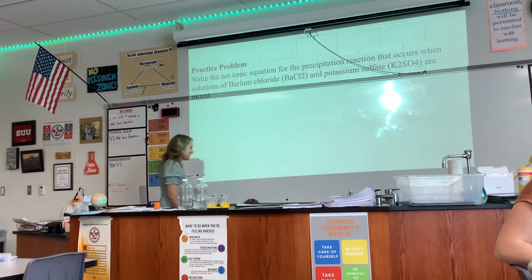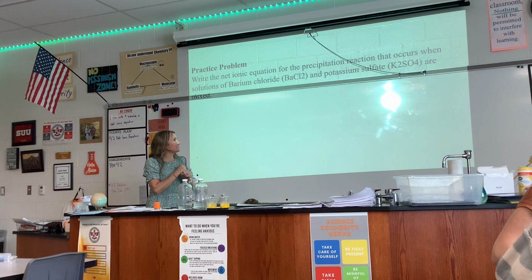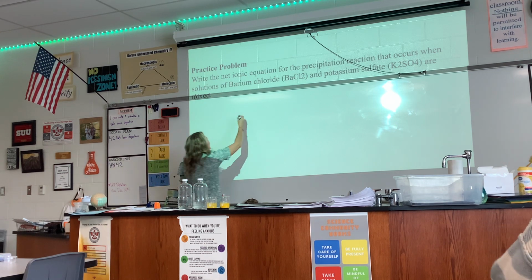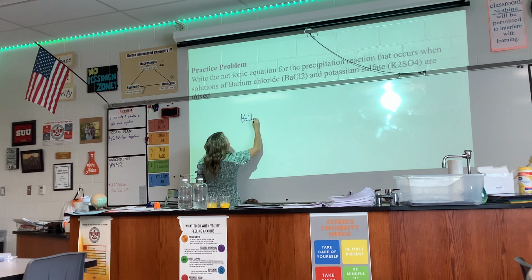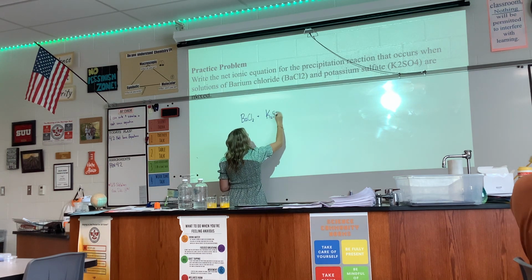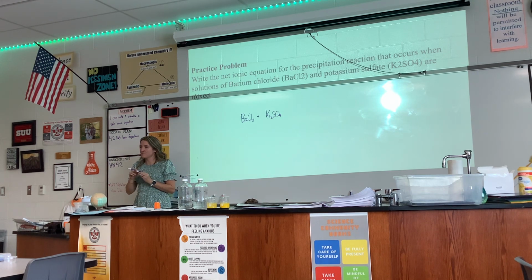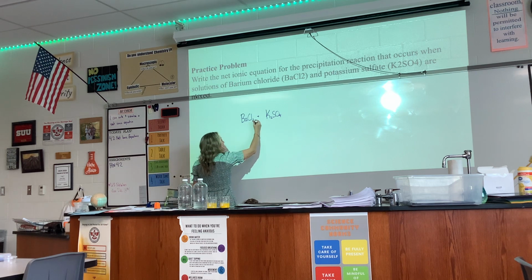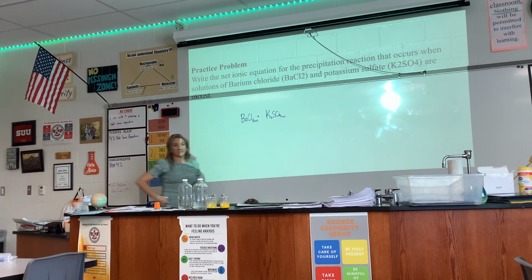Okay, here we go, friends. Everyone there? Grab your pencil, let's do this. Alright, so our reaction says barium chloride is reacting with potassium sulfate. Okay, so barium chloride reacting with potassium sulfate. Our goal is to get to the net ionic equation.